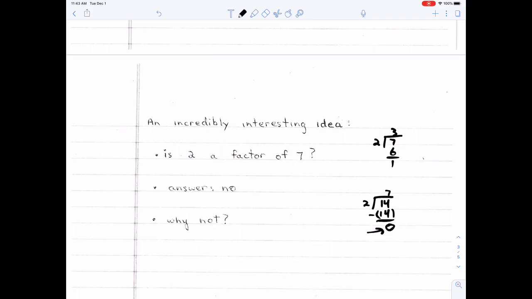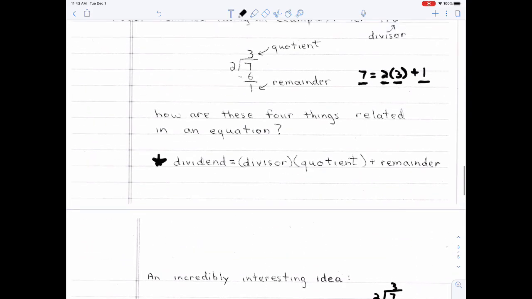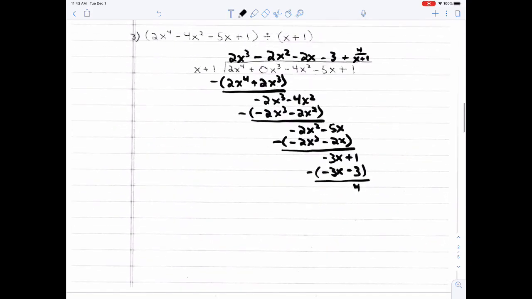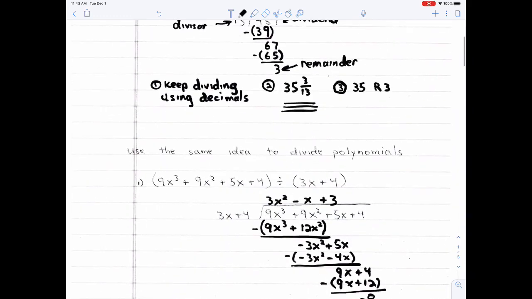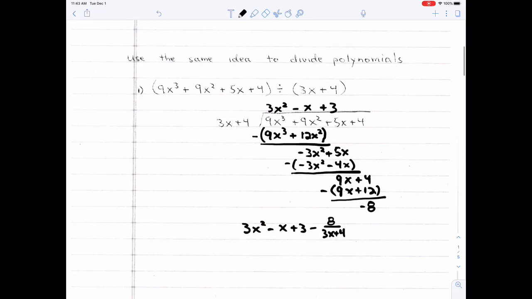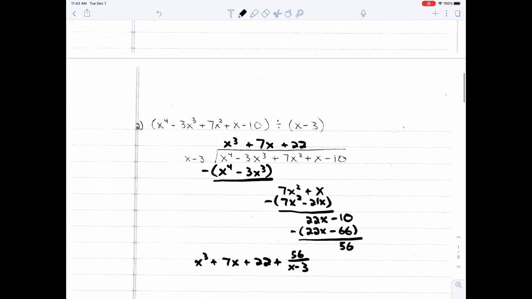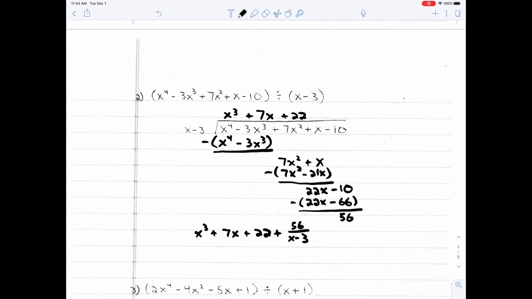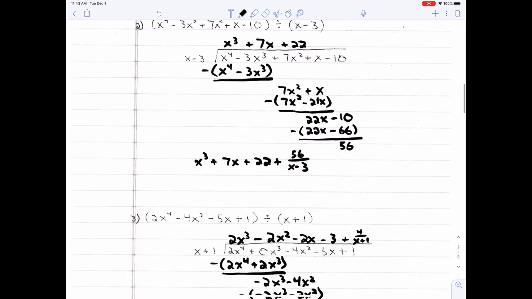Okay? So going back and looking at all these problems, was 3x plus 4 a factor of 9x cubed plus 9x squared plus 5x plus 4? No, it's not. Why? Because there was a remainder of -8. Here, is x minus 3 a factor of x to the 4th minus 3x cubed plus 7x squared plus x minus 10? No. Why? Because there's a remainder of 56. X minus 3 doesn't divide it evenly.